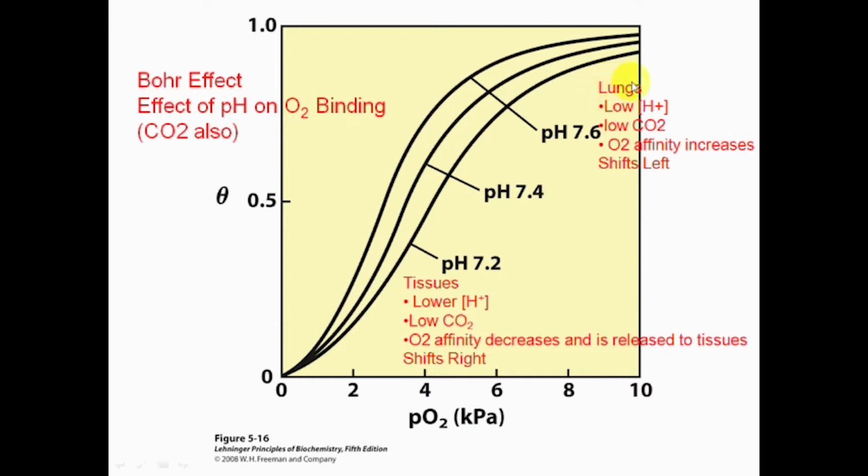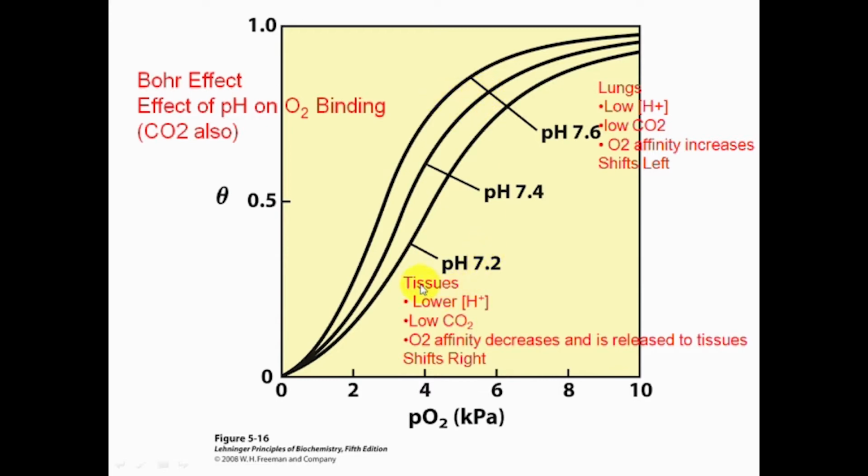Think about our concentration of oxygen in the lungs. We've just breathed in air. The concentration of oxygen is really high in the lungs, and so we want the affinity of hemoglobin for oxygen to be high. So in the lungs we see our O2 affinity increase because of the low hydrogen and CO2 concentrations, and we see this graph shift to the left.